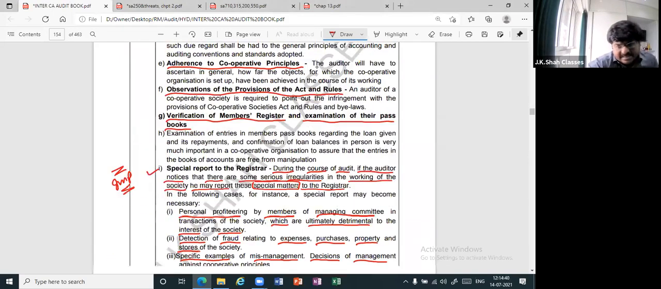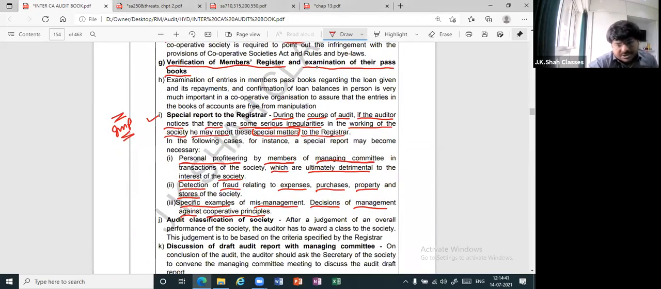Next, see what we have. Special report to the registrar. This is important. In the examination, this is an expected question. By the way, who will report? The auditor. To whom? The registrar. Now, when will he do a special report? When he finds something which is wrong, no?